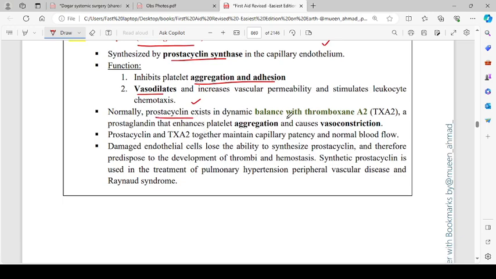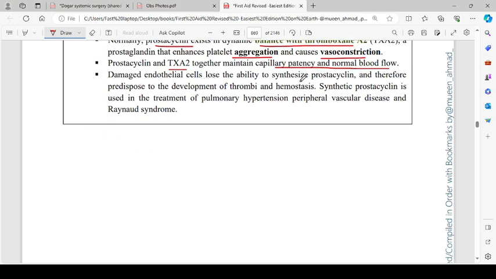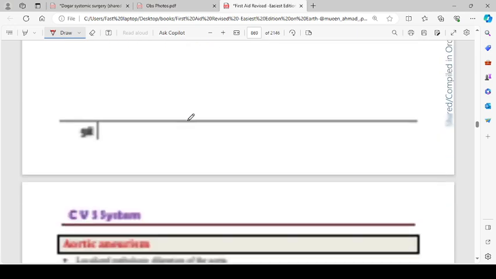Normally, prostacyclin exists in dynamic balance with thromboxane A2, a prostaglandin that enhances platelet aggregation and causes vasoconstriction. Normally prostacyclin does not allow the platelets to adhere and also causes vasodilation, and the reverse is done by thromboxane A2. Thromboxane A2 causes platelet adhesion with vasoconstriction. So normally there is a fine balance between them. Prostacyclin and thromboxane A2 together maintain capillary patency and normal blood flow. Damaged endothelial cells lose the ability to synthesize prostacyclin and are therefore predisposed to the development of thrombi and hemostasis. Synthetic prostacyclin is used in the treatment of pulmonary hypertension, peripheral vascular disease, and Raynaud phenomenon.